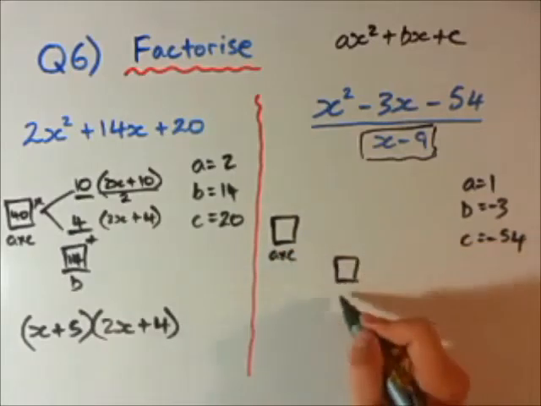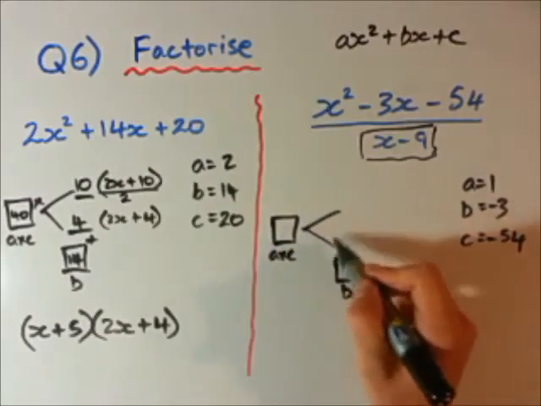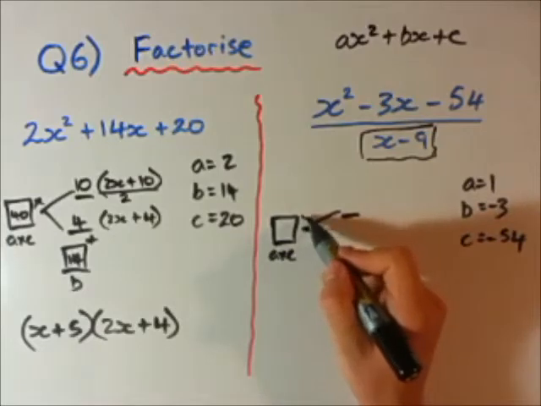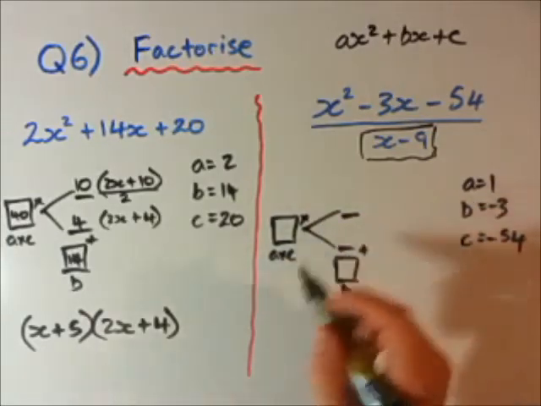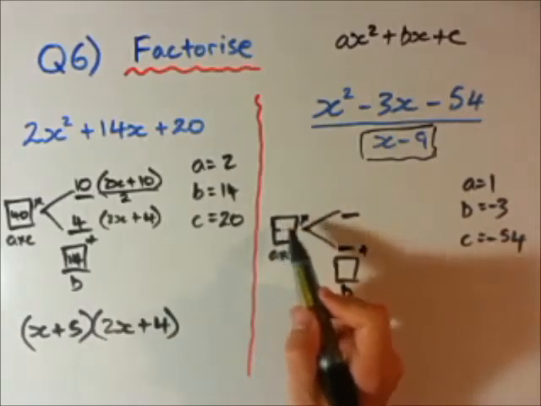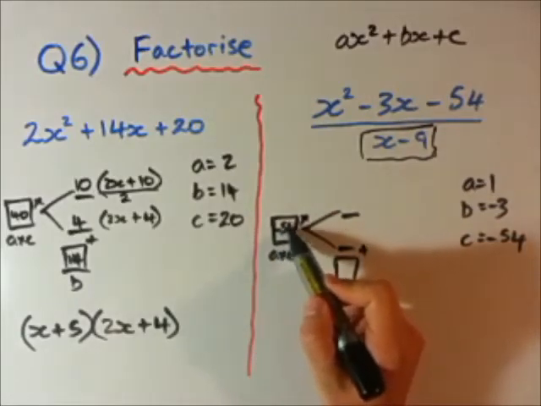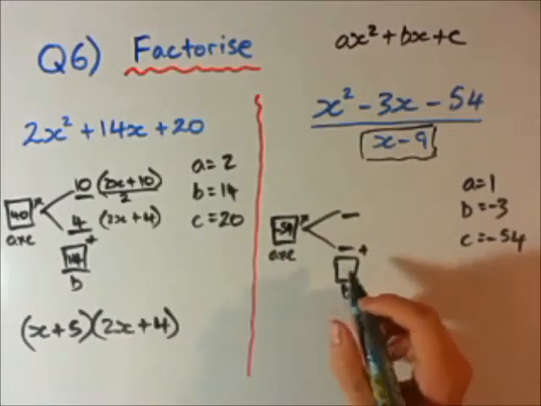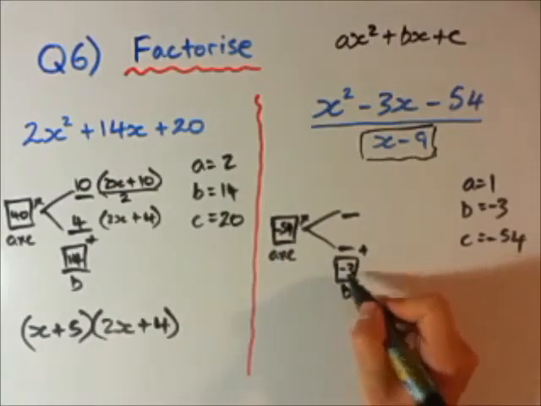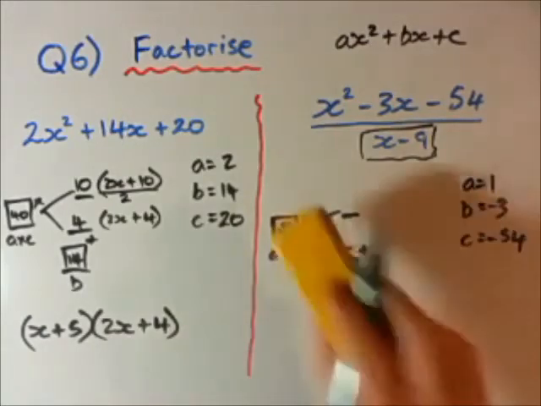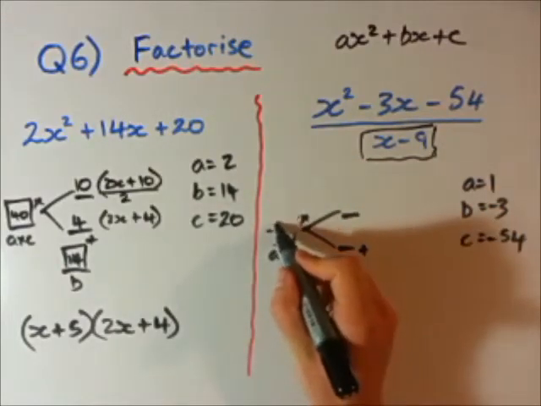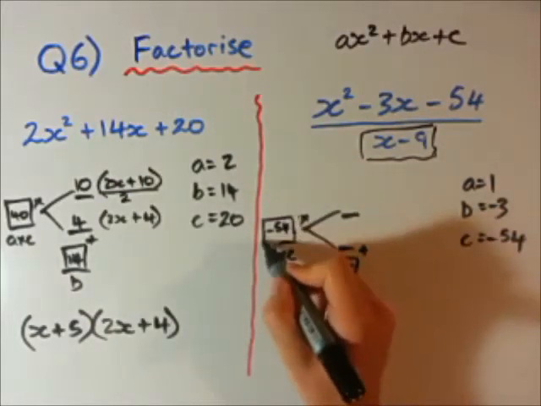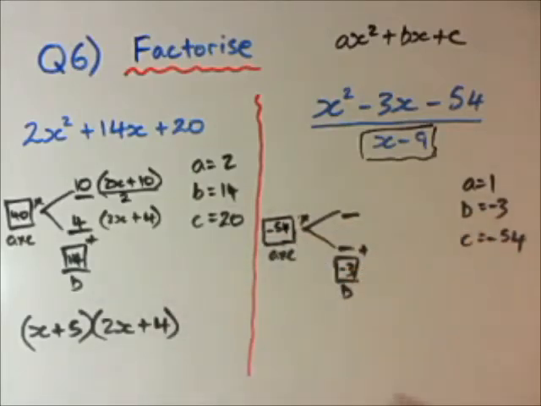A times C, B, line, line. This is particularly good for all the visual learners out there, like I am. So A times C is minus 54. I've got a thick pen, not much room to do it with. And this one will be minus 3. So two numbers, if you can't see, that's minus 54. Get a bit more room.